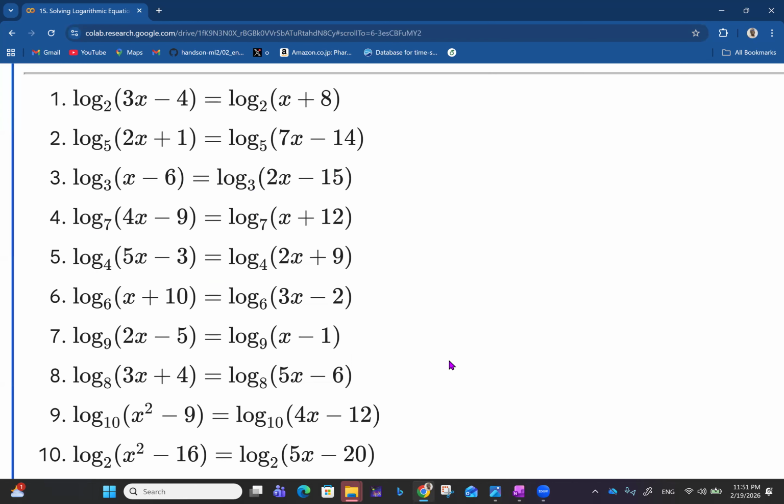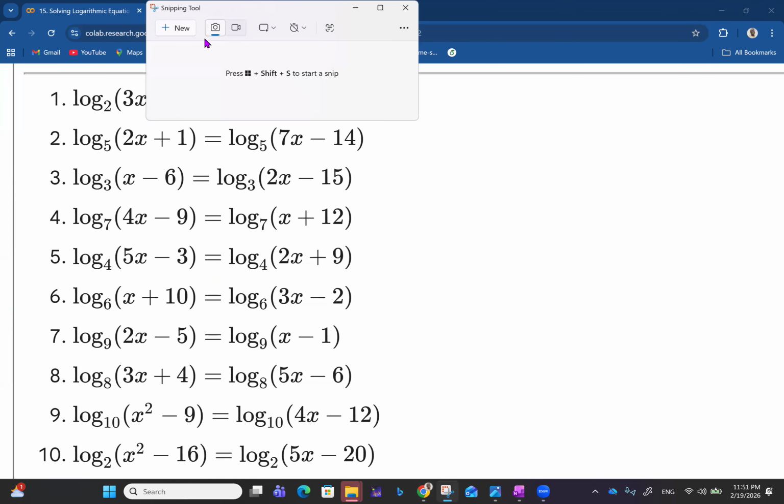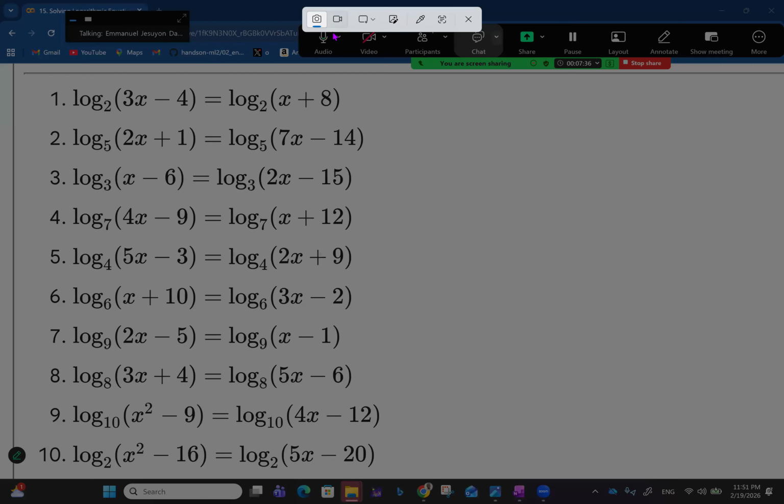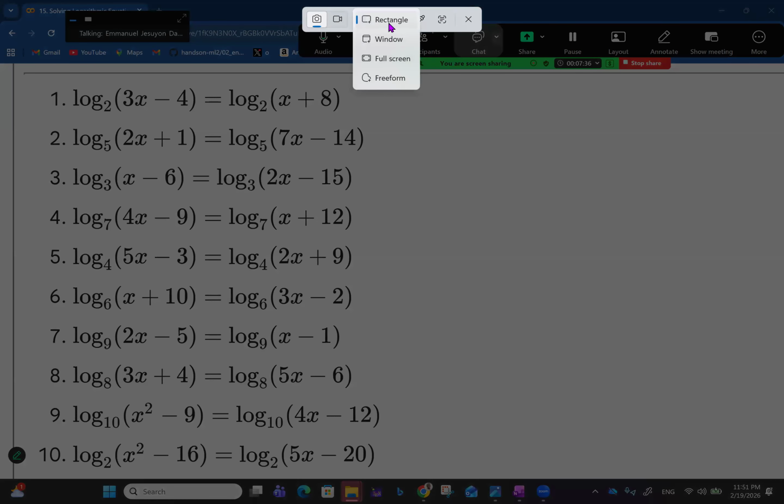Like I always like to do, I think I need to snip at this time. So let me use the snipping tool. Okay, I'll just snip a question. Anyone is good because they look alike. Let me just go for question 10. So do the rectangle snipping for question 10.